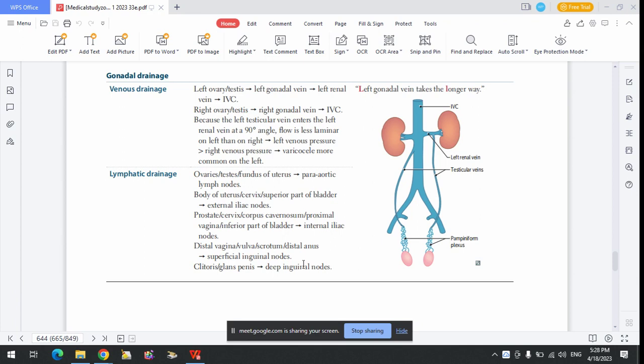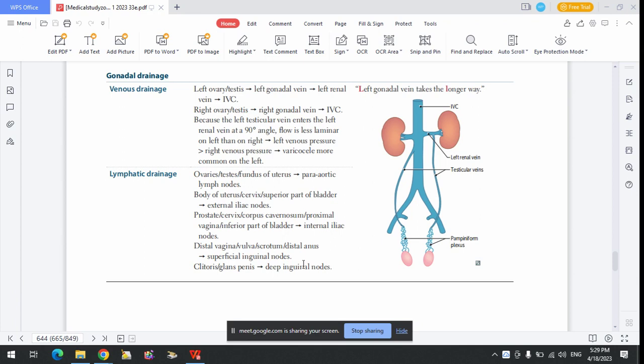So I didn't talk about the internal iliac. Let me come to the superficial inguinal. That drains more of the external genitalia, right? So I'll think of the vulva, the scrotum, distal vagina, distal anus.